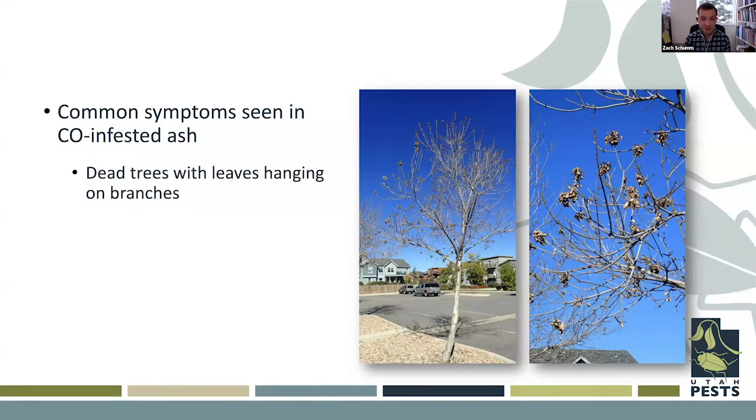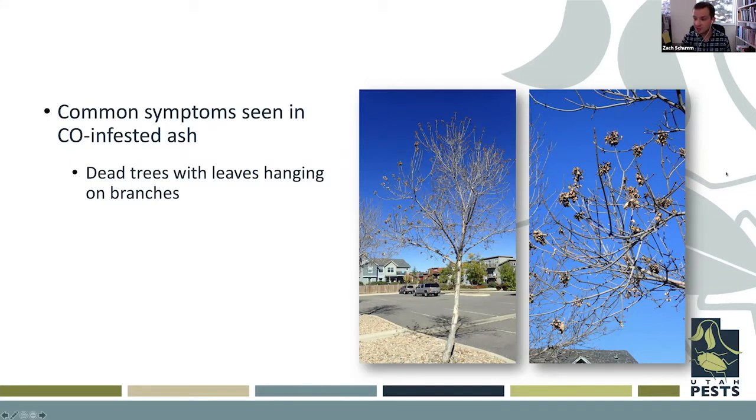Another thing that you can often see is completely dead branches, with dead leaves still hanging on the branches. This doesn't mean that you do have emerald ash borer, but it means that your tree has some sort of issue and emerald ash borer is a possibility.